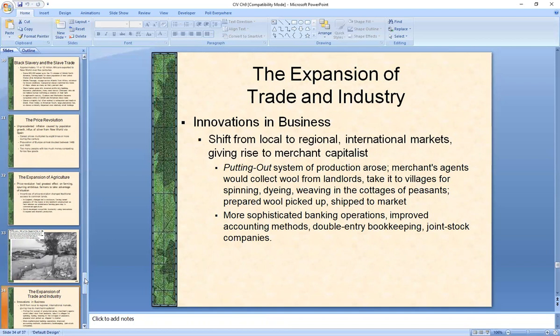So one thing you need to know is the putting out system. Until the development of the putting out system, basically you had artisans or skilled labor who did certain jobs. Now we have this putting out system, which makes things cheaper. So let's use the example of shoes. Let's say if I am a skilled shoe craftsman, then I can charge you a lot of money to make you a pair of shoes.